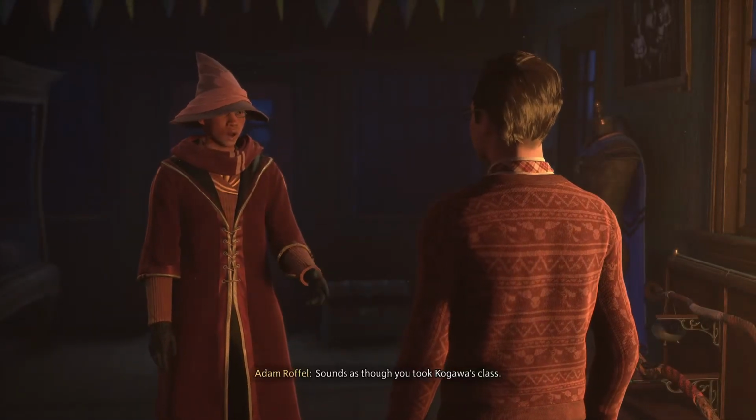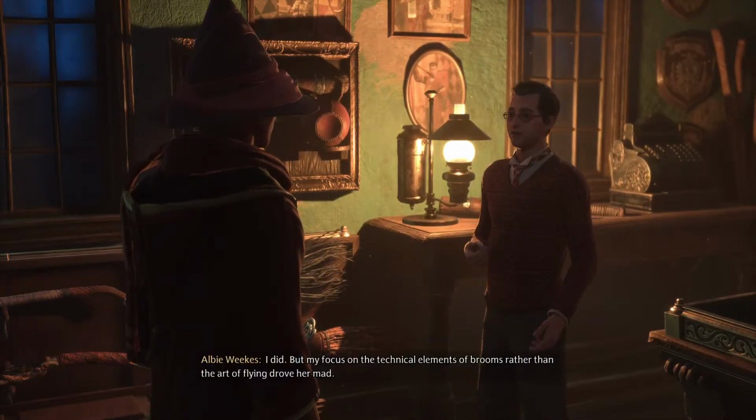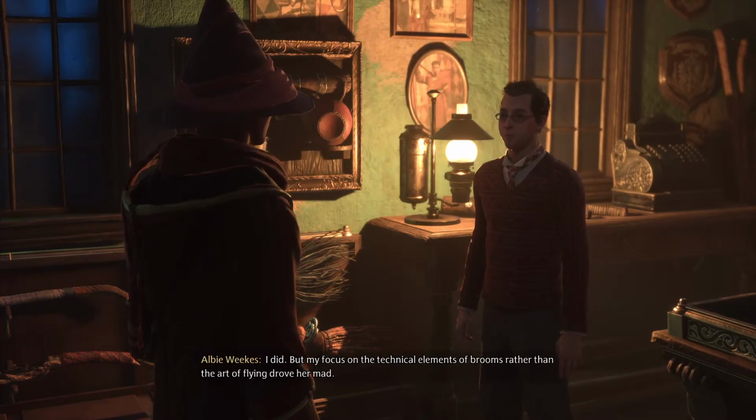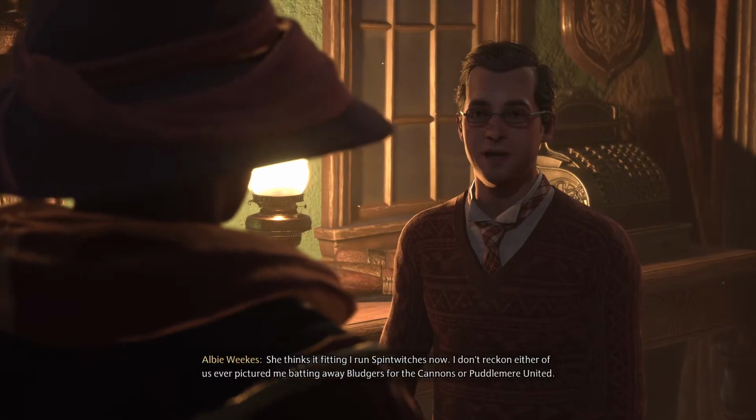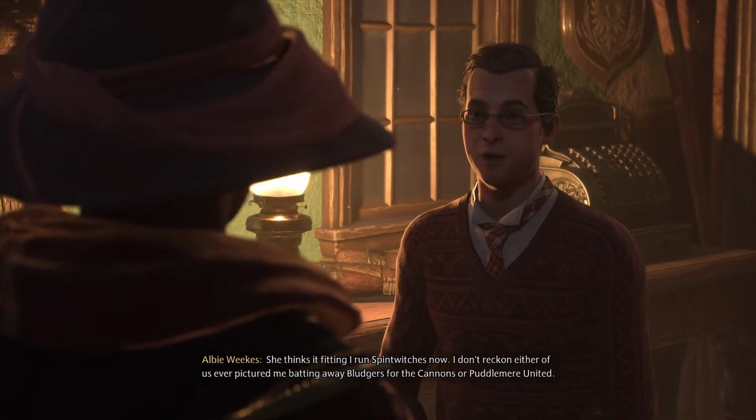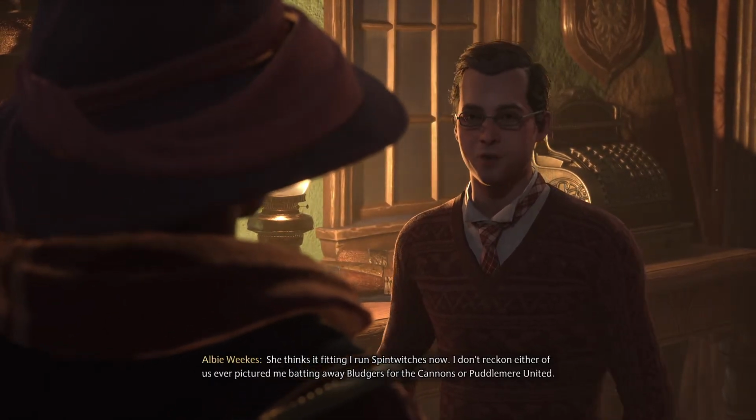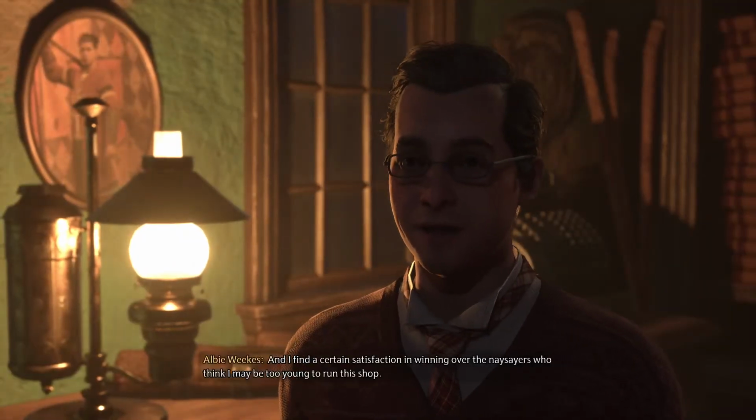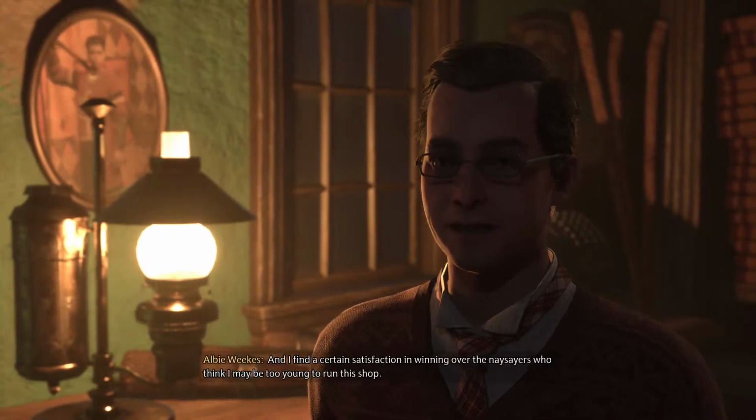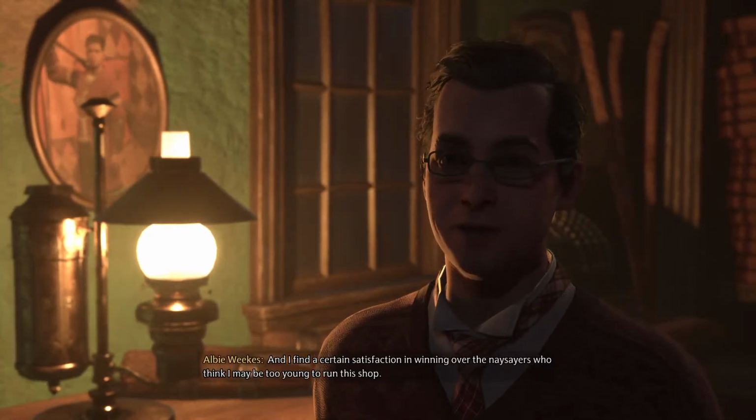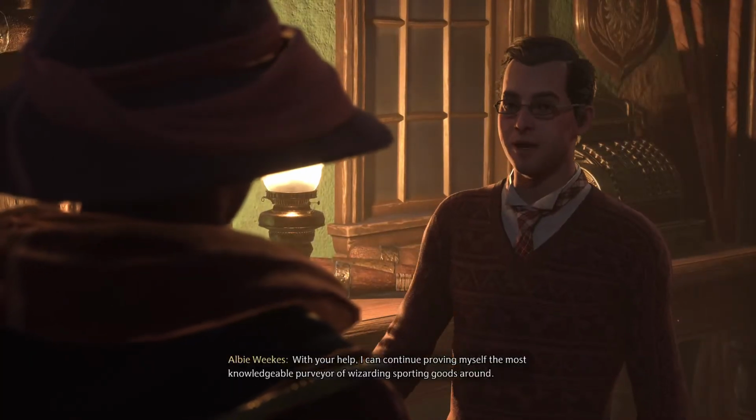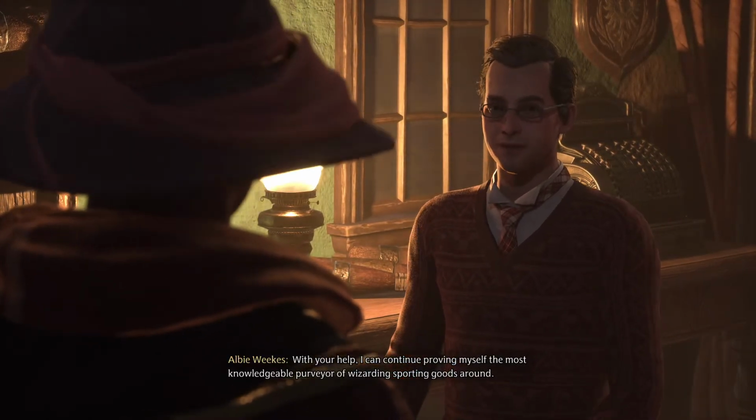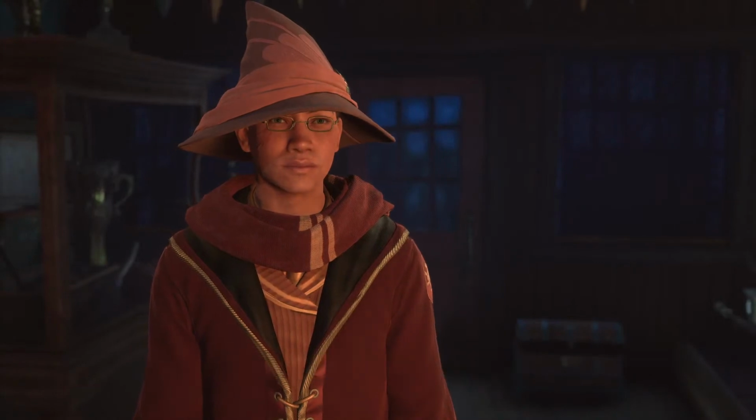Sounds as if you took Kagawa's class. I did, but my focus on the technical elements of brooms rather than the art of flying drove her mad. She thinks it fitting I run Spintwitches now. I don't reckon either of us ever pictured me batting away bludgers for the Cannons or Puddlemere United. And I find a certain satisfaction in winning over the naysayers who think I may be too young to run this shop. With your help, I can continue proving myself the most knowledgeable purveyor of wizarding sporting goods around.